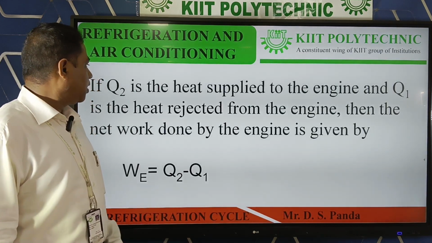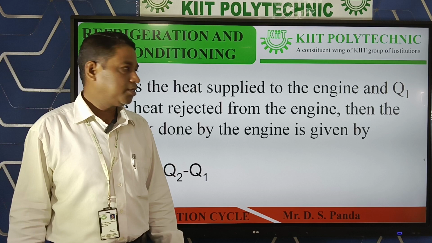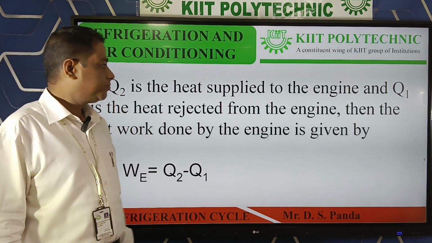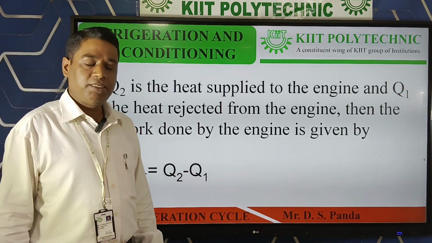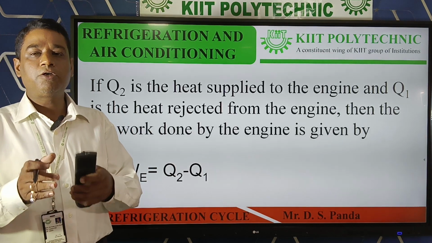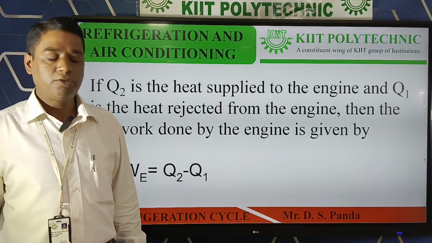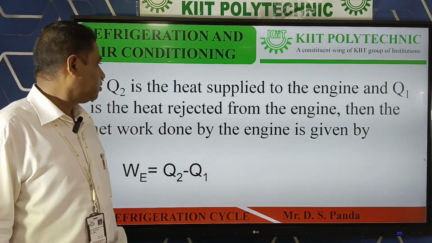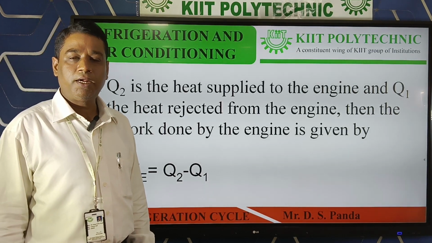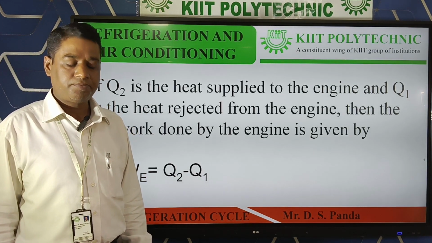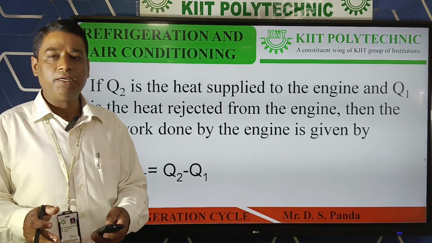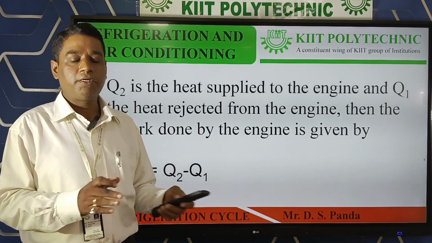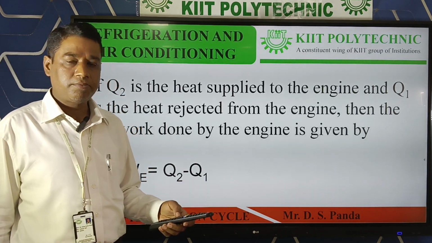And Q2 is the heat supplied to the engine, and Q1 is the heat rejected from the engine. Then the net work done by the engine is equal to the difference of heat supplied and heat rejected. So work done by the engine W equals Q2 minus Q1, where Q2 is the heat supplied and Q1 is the heat rejected. And that difference becomes useful work. Heat is converted into mechanical work.